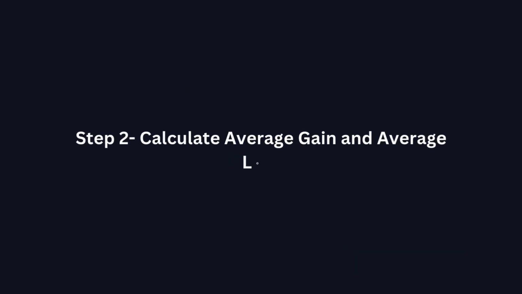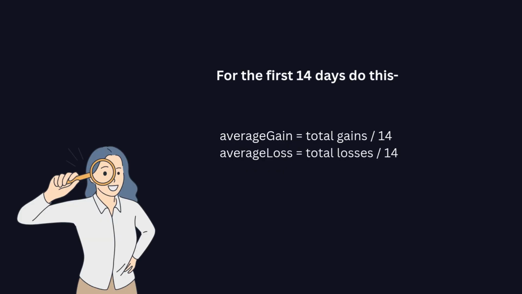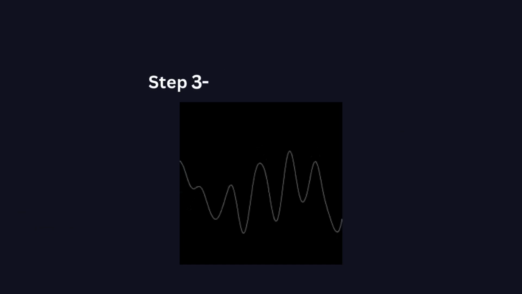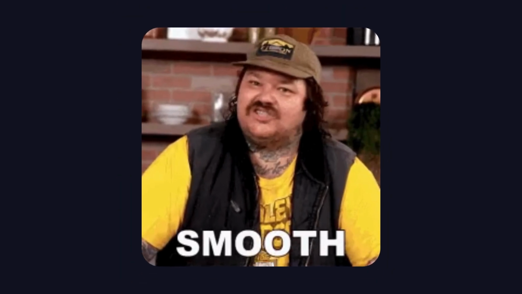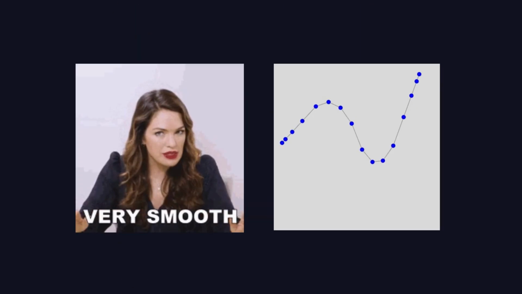Step 2, calculate average gain and average loss. For the first 14 days, do this. Average gain equals total gains divided by 14, and average loss equals total losses divided by 14. Step 3, keep smoothing it. Smooth it. Smoothing what? What the hell is that?